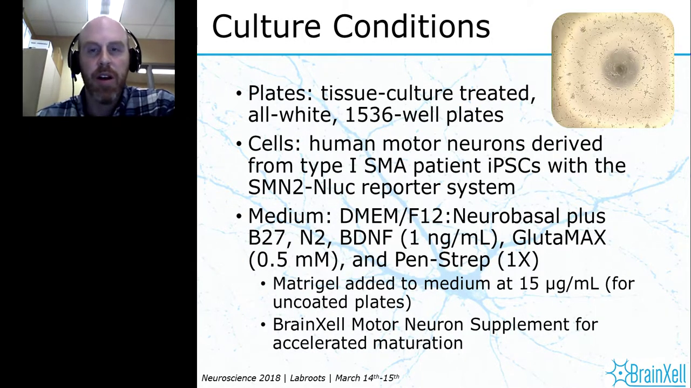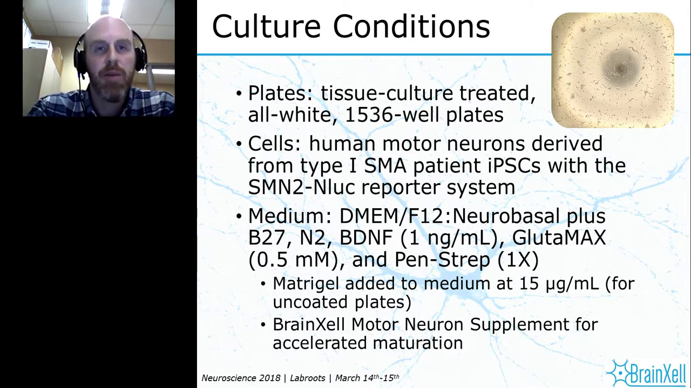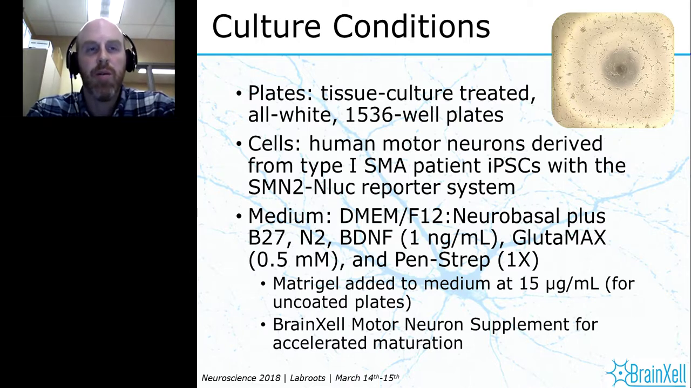So here you can see in the upper right a quick image of these cells in the 1536 well format. And one thing to emphasize here is that these neurons were built from that reporter line. That reporter line was built on iPSCs from an SMA patient. So we're really looking at motor neurons with a reporter system from an SMA patient to have that proper genetic background.